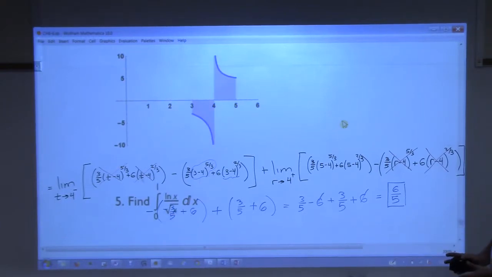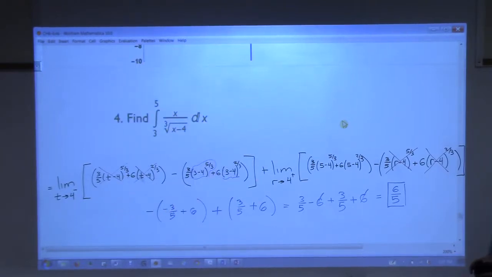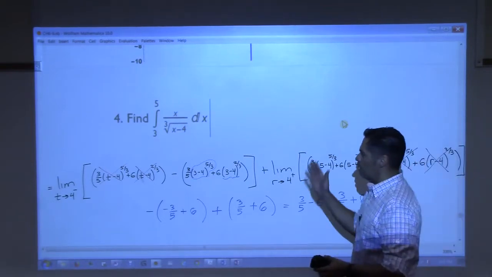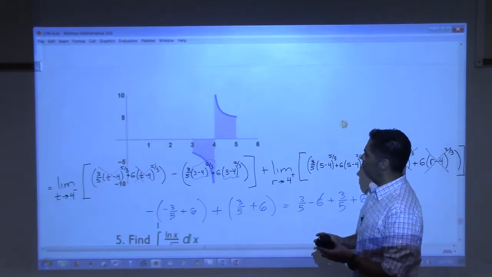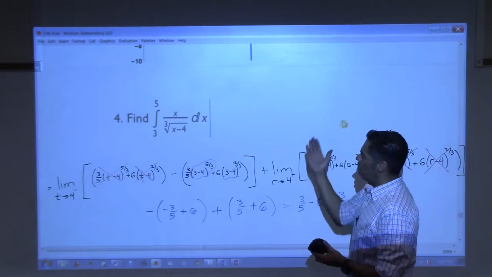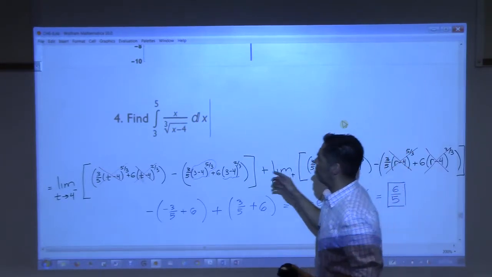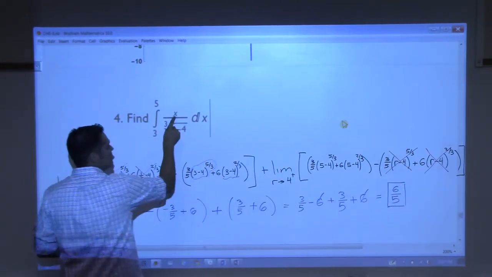Now, some of you might be looking at that right now and saying, wait a minute, our answer should probably be 0. There's a difference. And the reason why there's a difference is because the function is not symmetric over 4. Like if you go to 4, that's where we have the asymptote. But to the left of the 4 and to the right of the 4, you don't have the same picture. And it all has to do with that x right there.